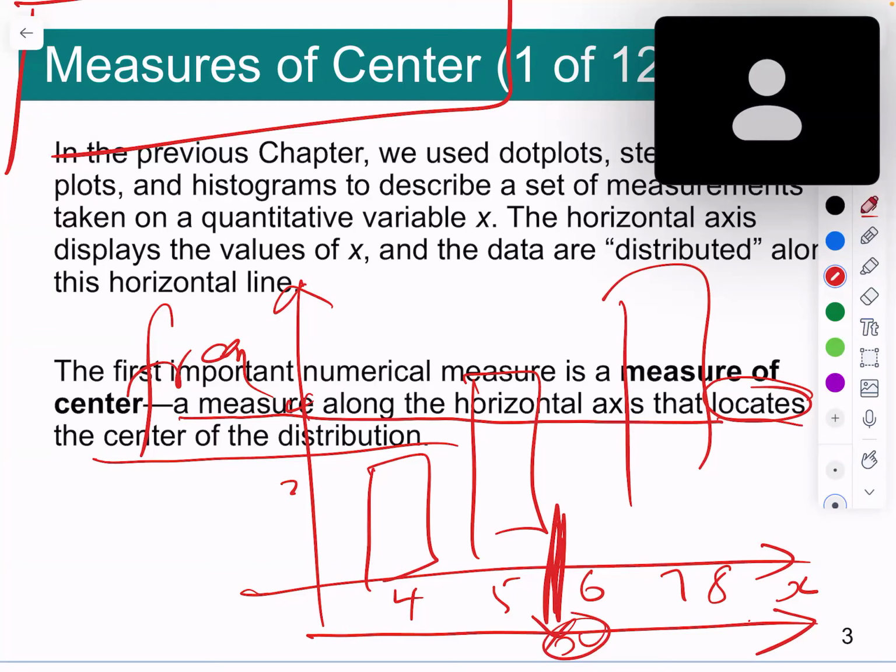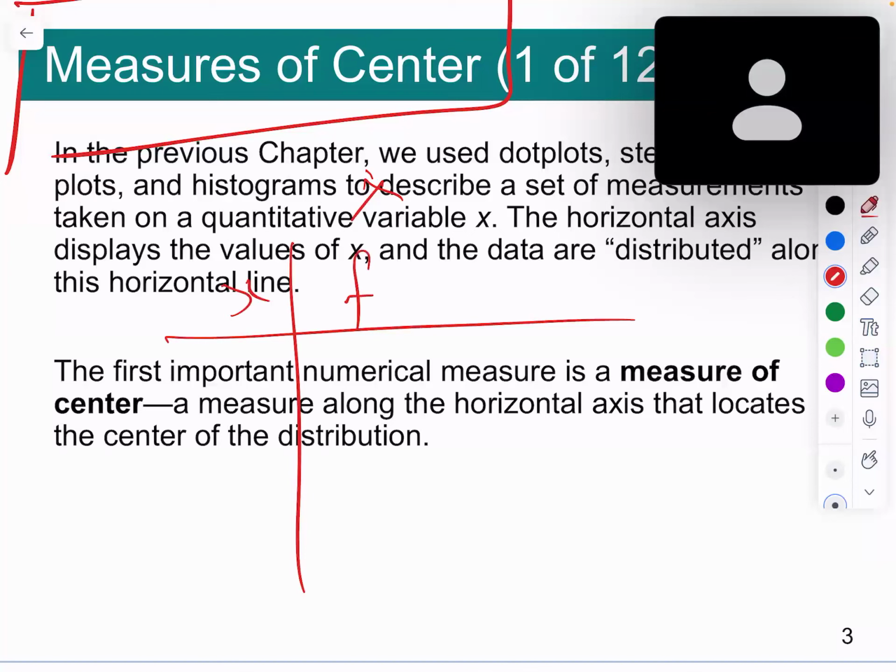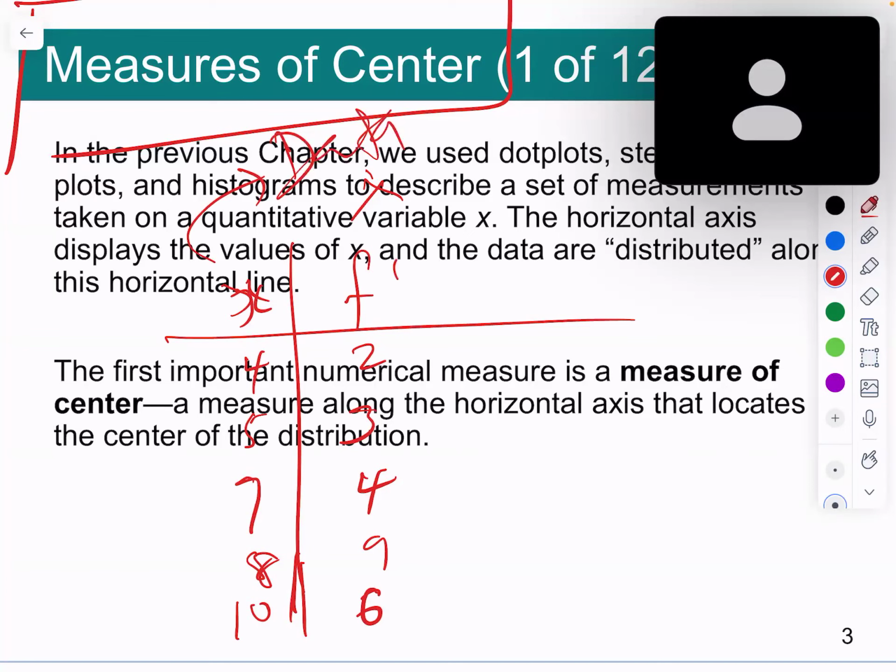Remember, when you have a table of observations, how many times does x occur? Maybe this one occurs 2 times. 5 occurs 3 times. 7 occurs 4 times. 8 occurs 9 times. 10 occurs 6 times. Now, this is the actual data. The f here is the frequency.